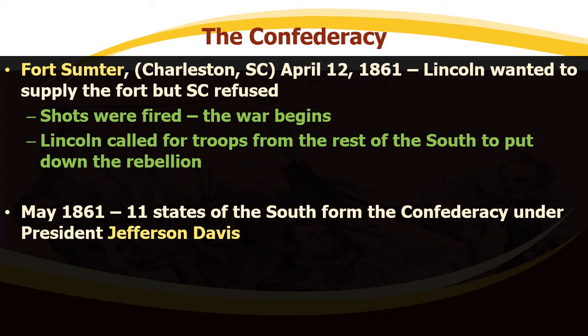May of 1861, all of the 11 states of the South form a confederacy under President Jefferson Davis. They had organized an earlier Confederate grouping in February before with just the first states that seceded. But now that every southern state is out, they form a government. They are actually rebels now in revolution against the United States.